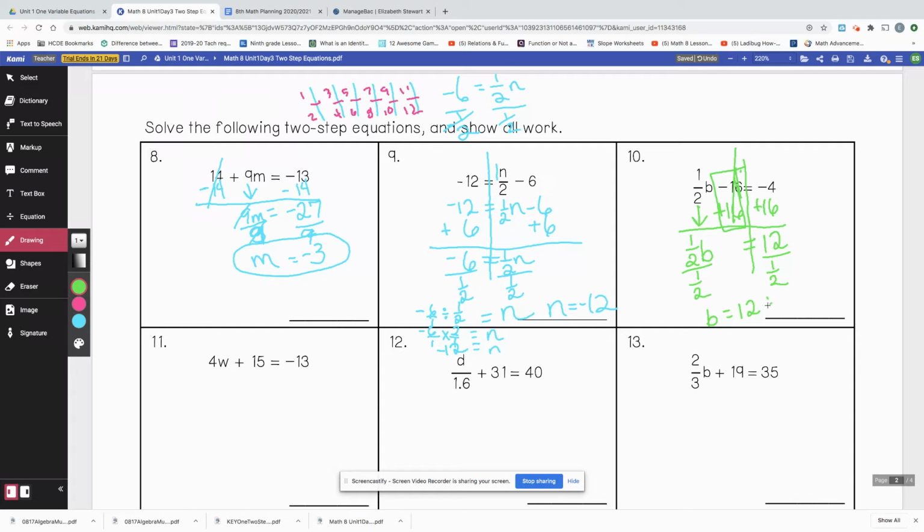So 12 divided by 1/2, you might remember from this particular problem, 12 divided into halves will be equal to 24. B is equal to 24.